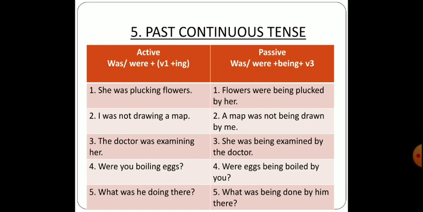What was he doing there? What was being done by him there? So over here you can see that if it is singular we use was, if it is plural we use were, and as it is a continuous tense we use being, and the verb's third form, past participle, is supposed to be used.